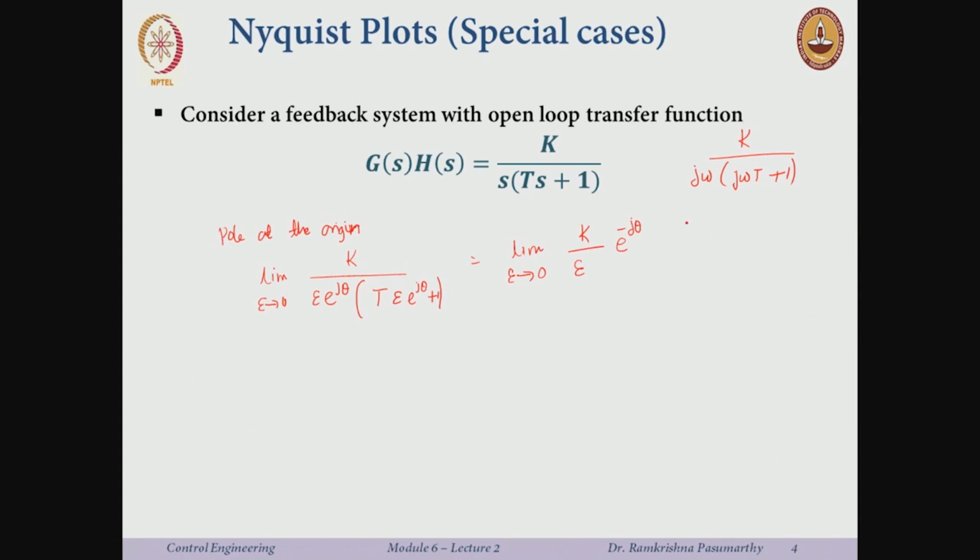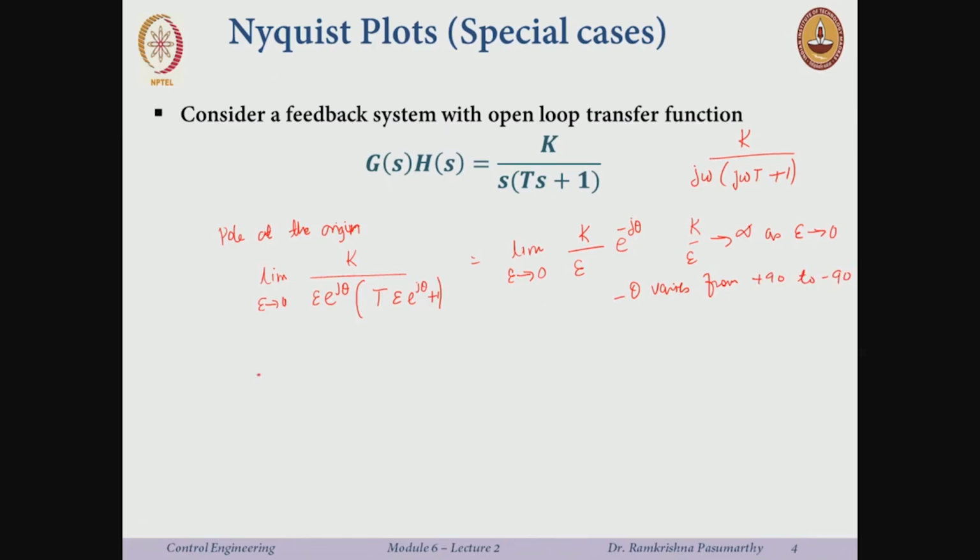So, this k over infinity, k over epsilon, goes to infinity as epsilon goes to 0. And what does theta do? Theta varies now, or rather minus theta varies, from plus 90 to minus 90, or plus pi by 2 to minus pi by 2.